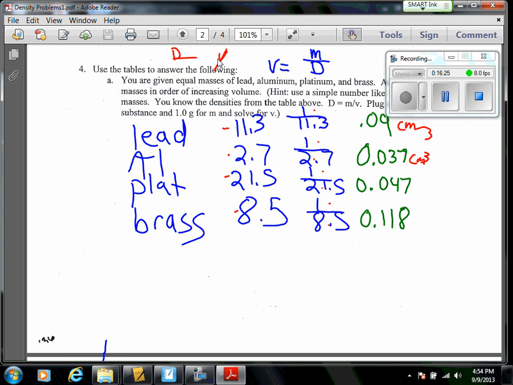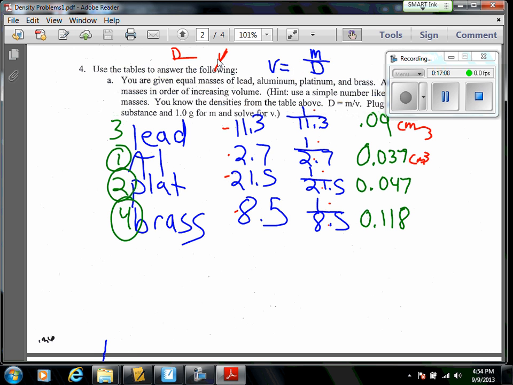Okay, so then we can put them in order of the volume. The smallest volume is the aluminum. The next smallest is platinum. The next smallest volume is lead. 1, 2, 3. And then the next smallest volume is going to be brass, which is 4 here.